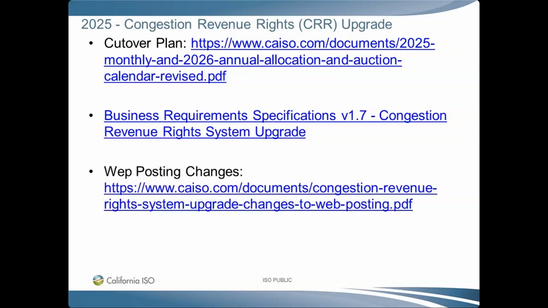Okay. All right, we have other references here that are helpful in preparation for that production cutover. So we have the plan in calendar form that is posted. And we have the BRS that has been up there for quite some time. And then we also have a document that shows the web posting changes that's available on the release planning page that shows the transition of the web posting files from where they are now to where they will go after the CRR upgrade.